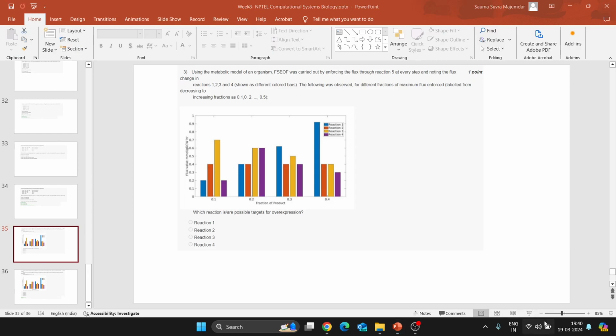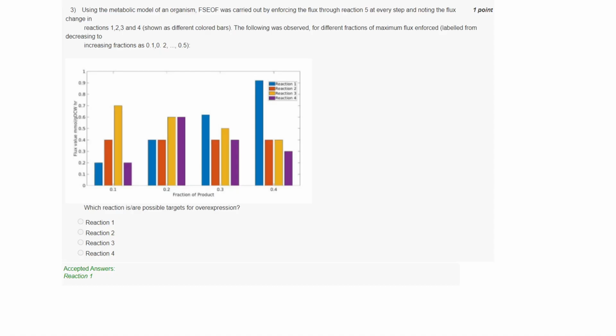The answer is correct. It will be reaction one. So the general concept of FSEOF is you try to increase the amount of biomass, or basically your objective function, what you're trying to maximize. You try to increase that metabolite, and check your model and see which flux is increasing.